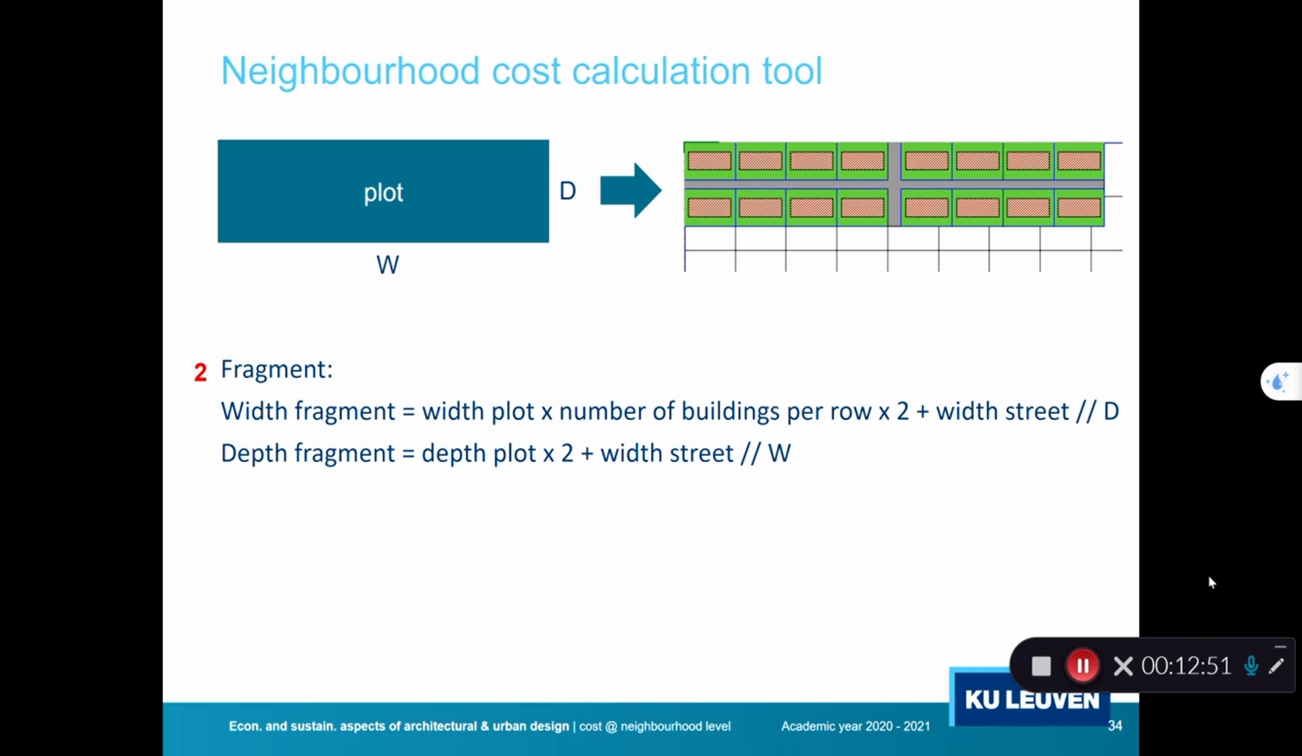To calculate the depth of the fragment, you need to add up 3 parts. First of all, you have the depth of one plot. You add the width of the street that is parallel to the width of your plot, and you add again the depth of a plot. So 2 times the depth of the plot, and you add the width of the street. By that we know the full size of our fragment, both the width and the depth.